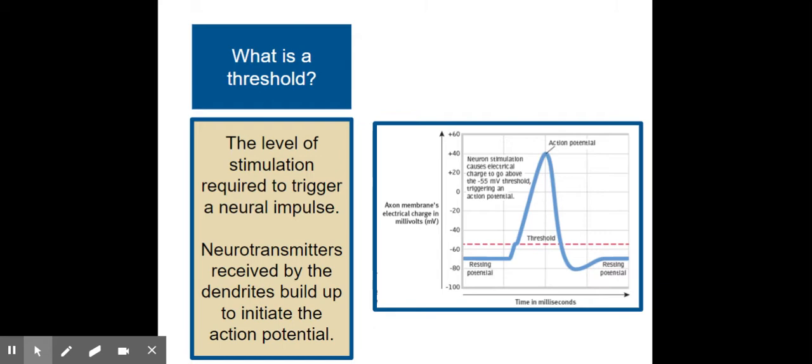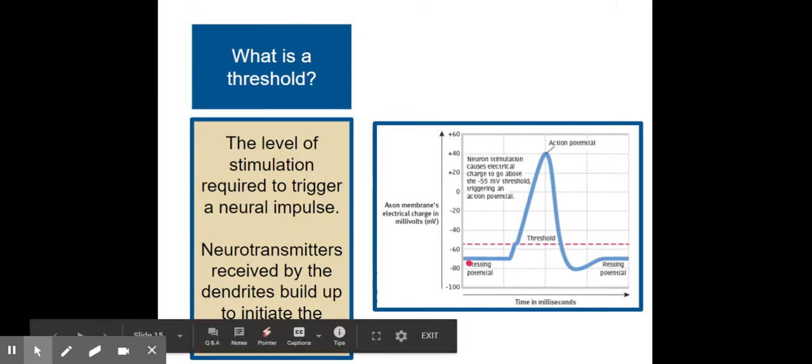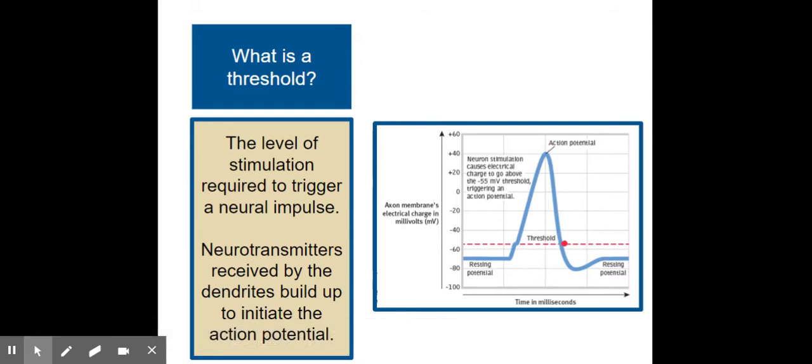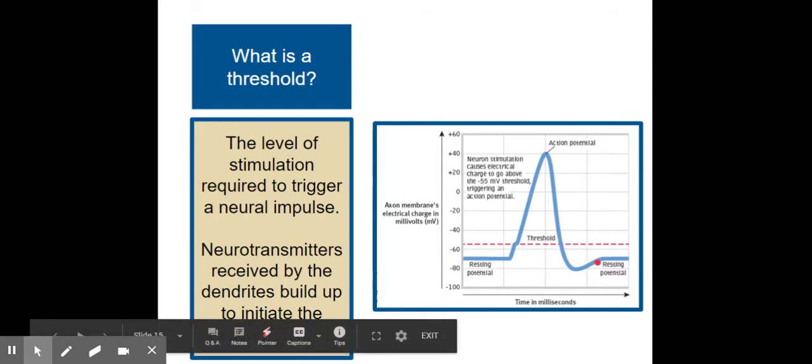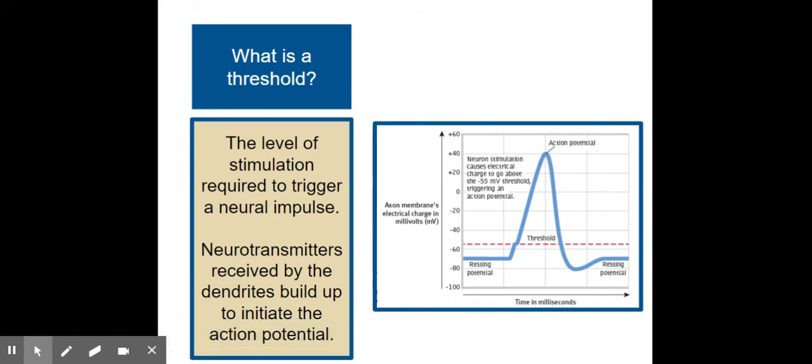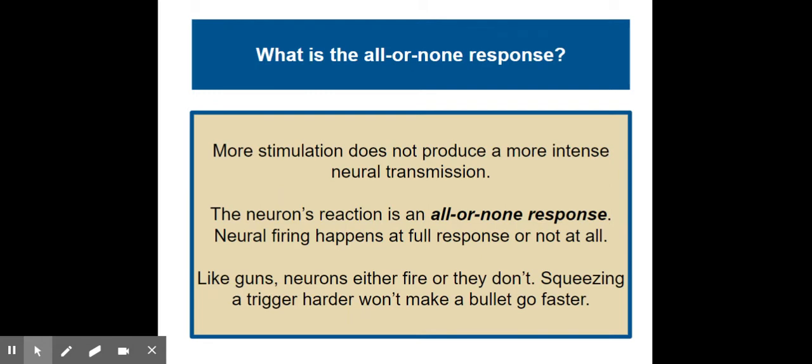Okay, and then after it fires one time, it sends an electrical charge down through the axon, down into the dendrites once it hits the action potential. All right, and then it comes back down into what we call the resting potential. This is where it recharges. Okay, so all or none response. This is in regards to that threshold.